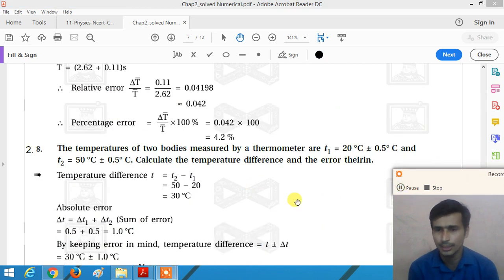So dear student, understand all the numericals 2.1 to 2.8. The remaining numericals we will discuss in the next video. So keep watching my video to understand all the numericals of chapter number 2.